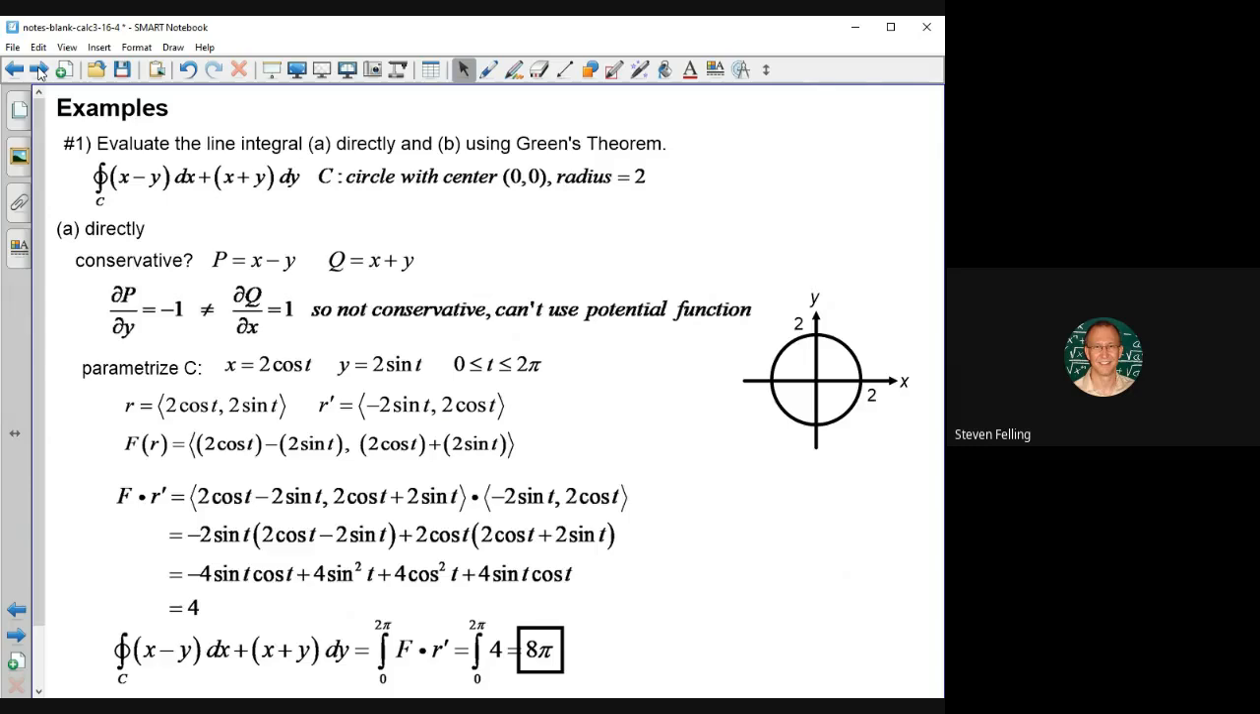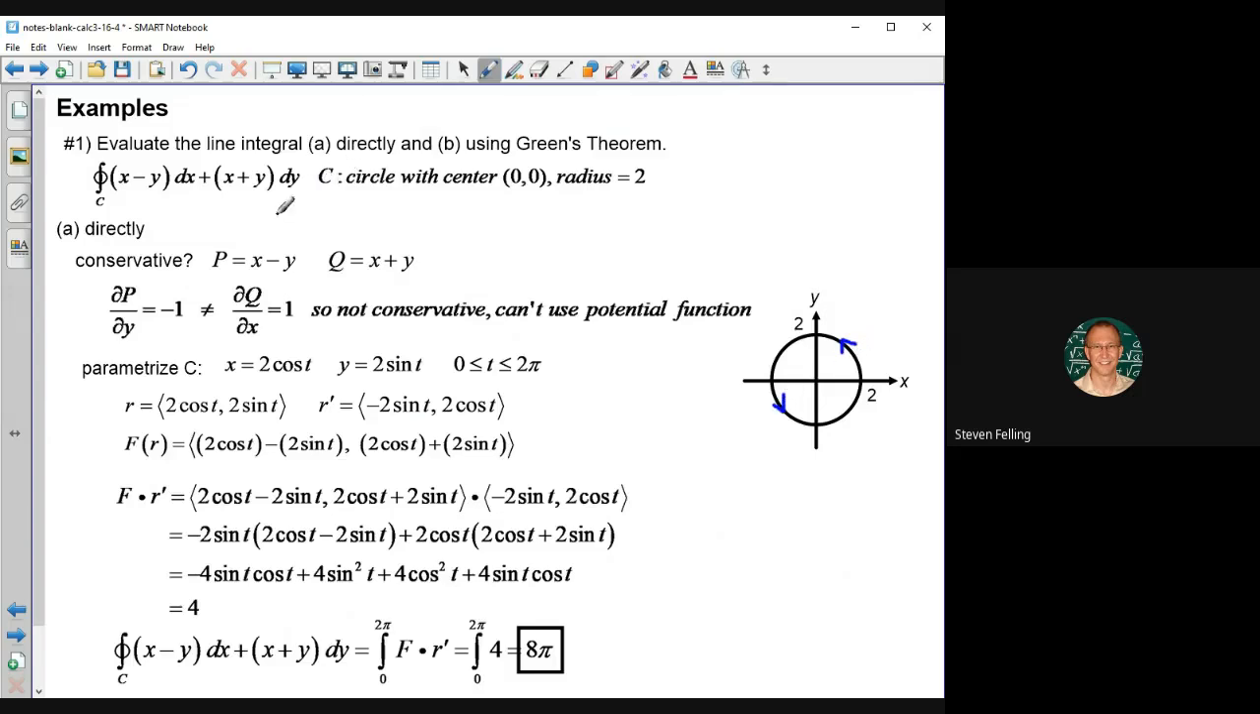So we're going to look at some examples here. This first one's already worked out for us. It says evaluate the line integral, A directly and then B using Green's theorem. So this is a vector field expressed with a P and a Q, and this is along a closed path, a circle with center at 0 and radius 2. So here's the path. We can choose to make that positive, so we'll go in this direction.